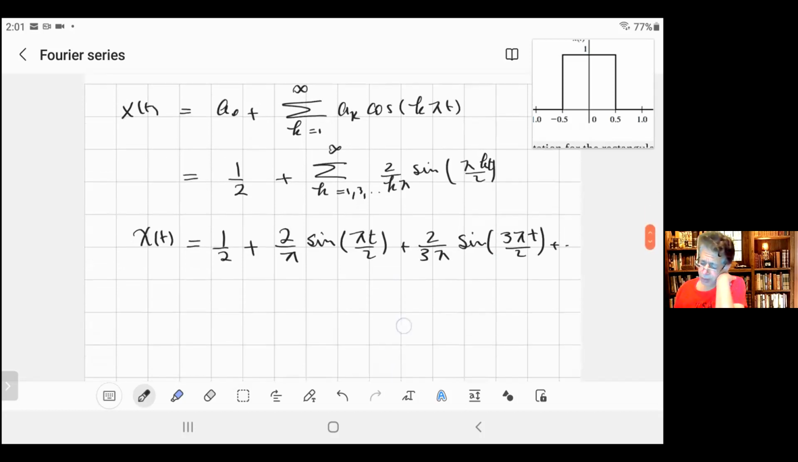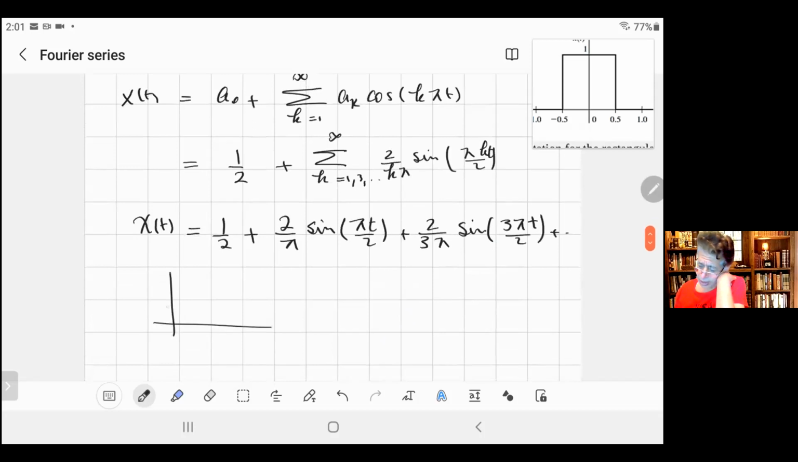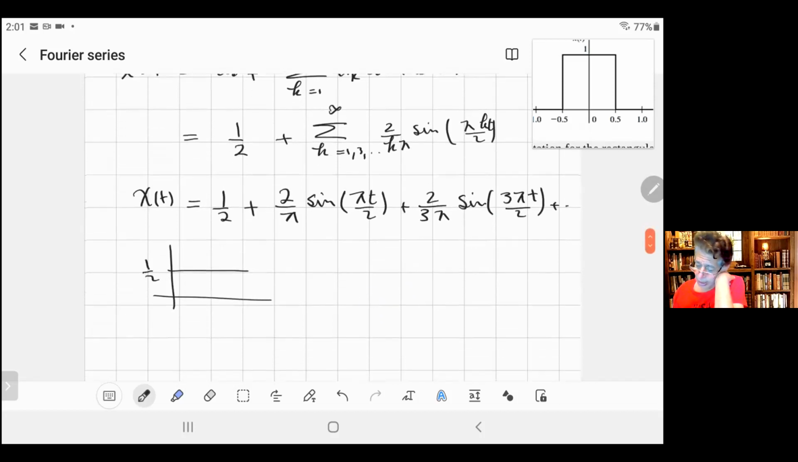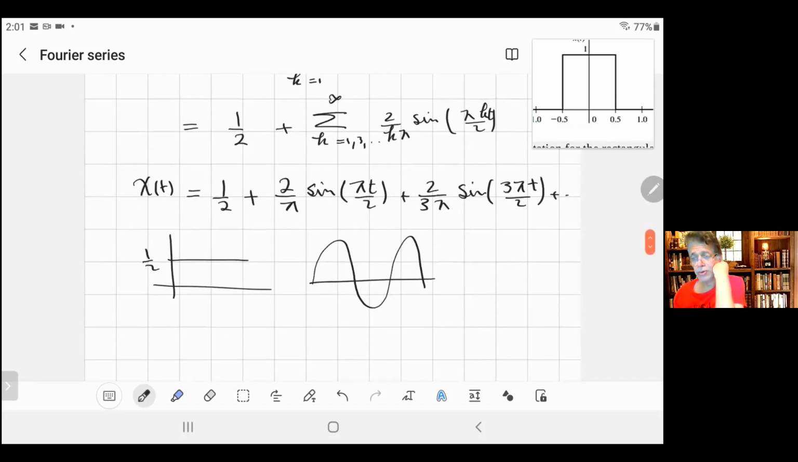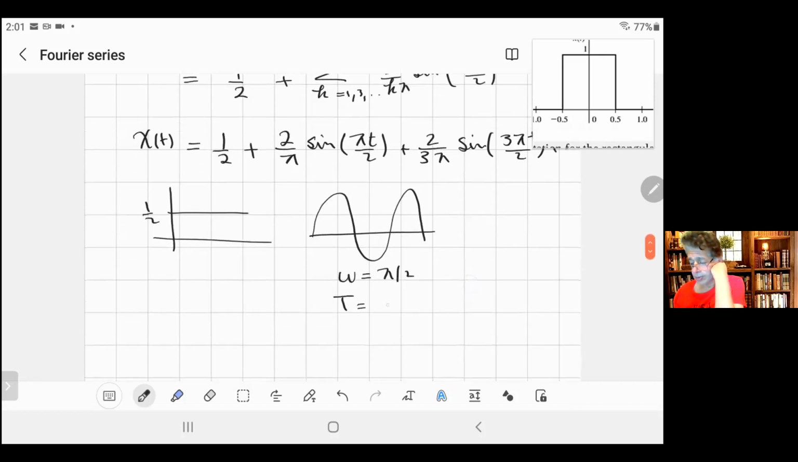So this train of pulses has a DC value equal to half. It means like a battery of half a volt. And then you have one fundamental, sine pi t over 2. That's a sinusoidal wave. And you can tell what the period of this one is. You remember this omega is equal to pi over 2. And the period is equal to 2 pi over omega, and with omega equal to pi over 2, pi cancels pi, so it's equal to 4.